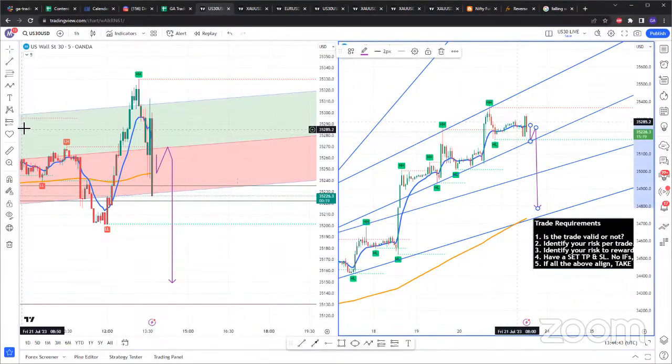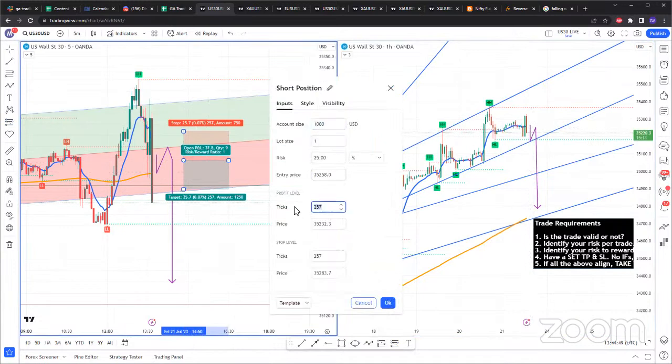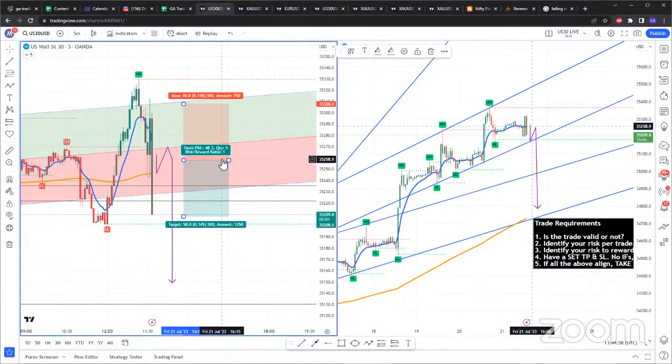All right, let's see. I want to see if we can get this. This is the entry I'm looking for. And this would be a quick entry. I know I haven't done 50 pips TP and stop loss in a minute. Yeah, that thing is melting. If we don't get this, I'm just going to hold off.